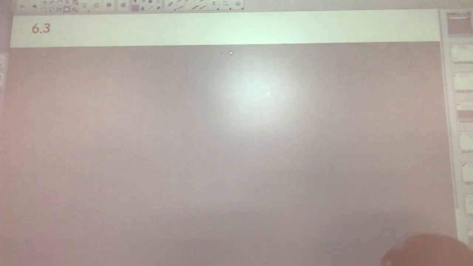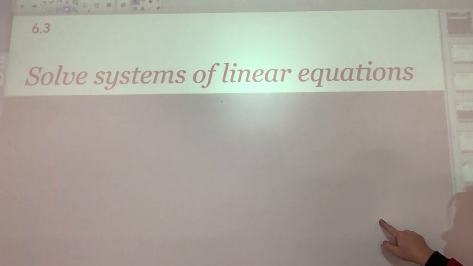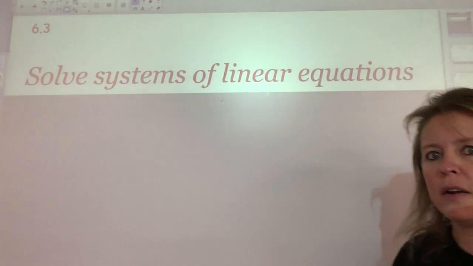Notes, section 6.3. We are solving systems of linear equations.